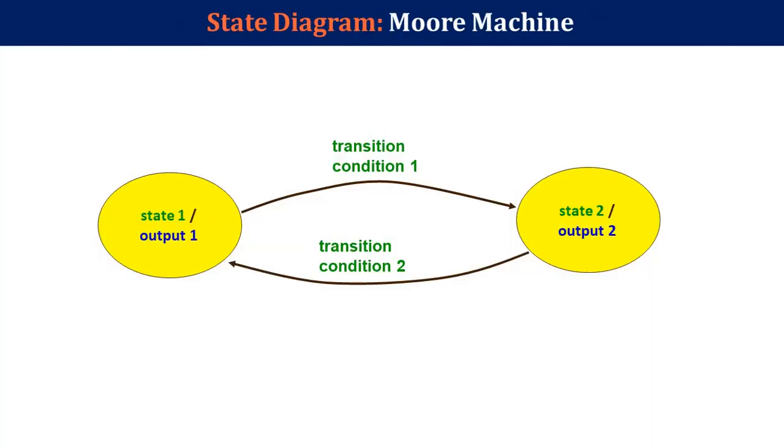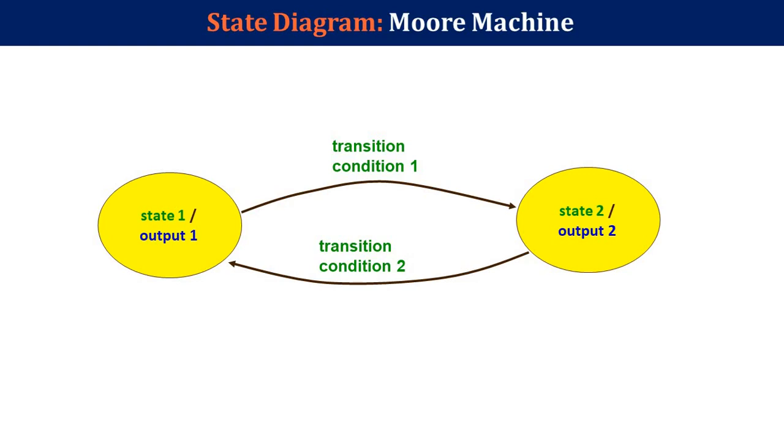Hence let's understand how to draw the state diagram for a Moore machine. The given figure shows the state diagram for a Moore machine. In the circle you provide the state as well as the output, meaning the particular state has an output, because in a Moore machine the output depends only on the present state, it does not depend on the input.